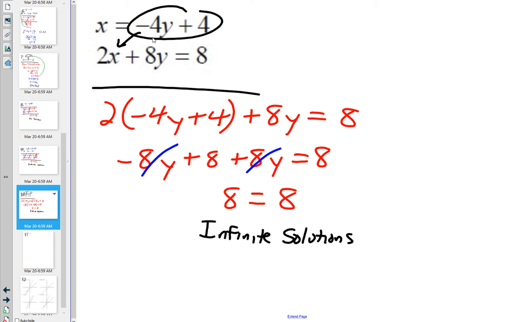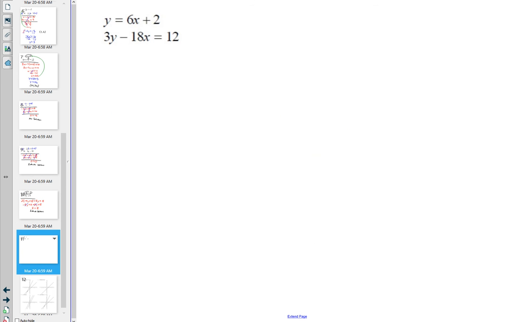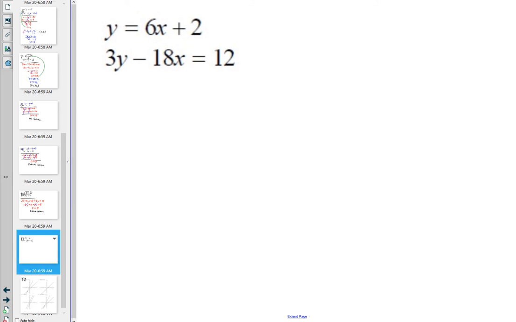So are you writing all this down? What would be the best method for this one?